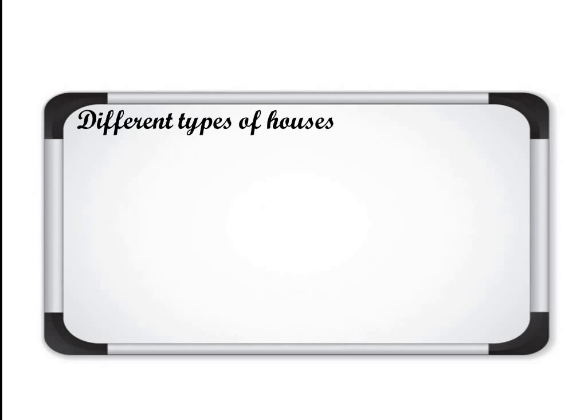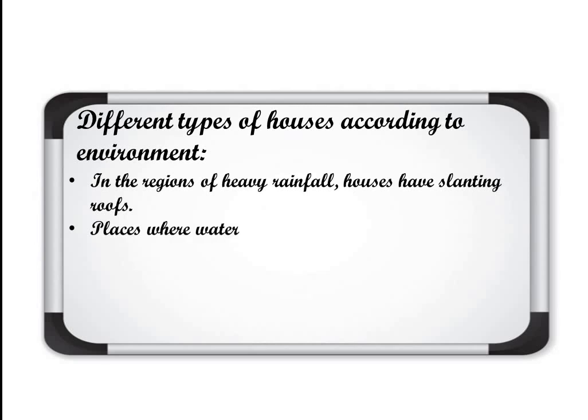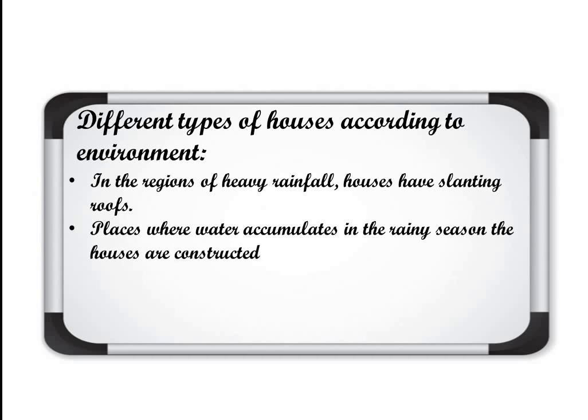The next topic that we have done is different types of houses according to environment. As we know, in different parts of India we have different types of houses that depend on the environment or the climate of that particular place. Here we have some examples, like in regions of heavy rainfall, houses have slanting roofs. Not only in heavy rainfall, we can take here the example of heavy snowfall areas. The houses have slanting roofs so that the snow can slide down from the roofs easily.